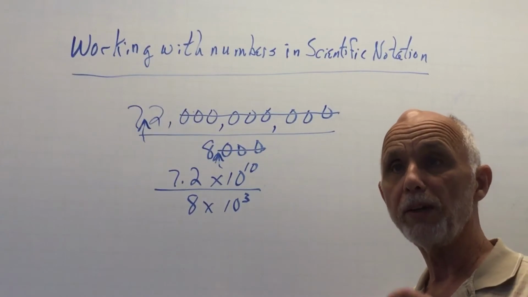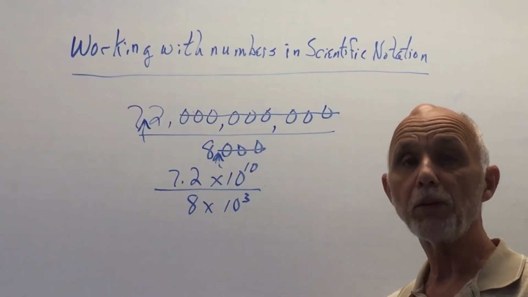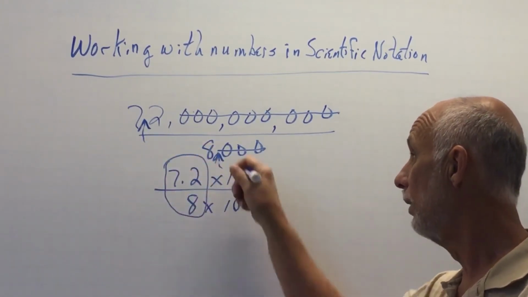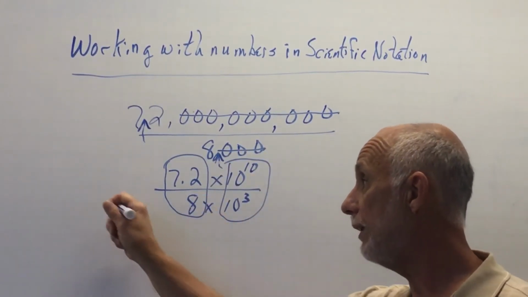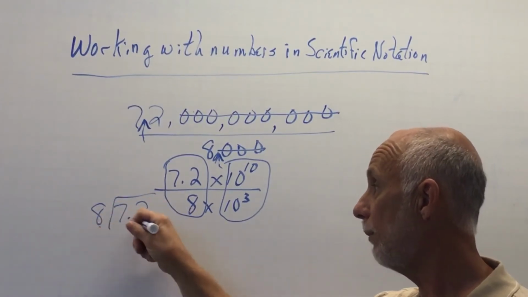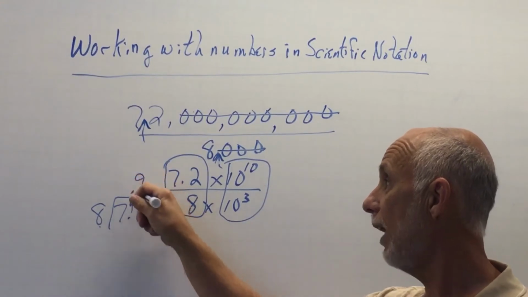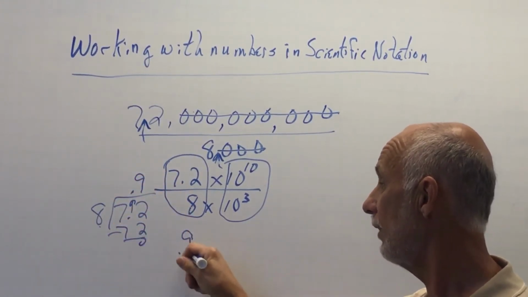Remember when you were multiplying, you multiplied the decimal by the decimal and the power of 10 by the power of 10? Well, I'm going to do the same thing here. I'm going to divide the decimal by the decimal and the power of 10 by the power of 10. Now this is very easy if you know your times table, because you're dividing a whole number into a decimal, so just bring the decimal up. 8 goes into 72 9 times, 8 times 9 is 72. So this answer is 0.9.